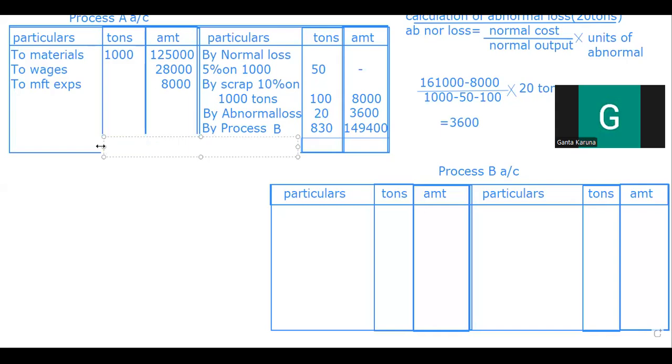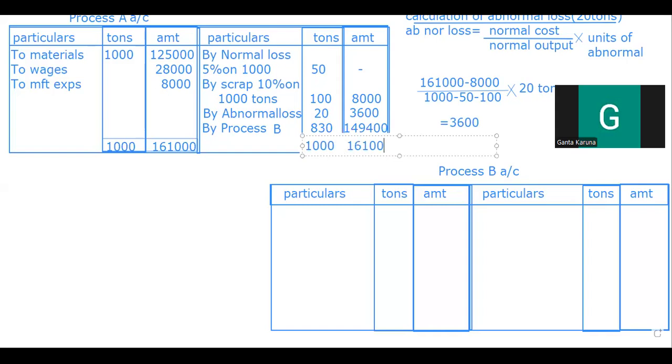So now 1,000 units here, and the total is 1,61,000. Here also it is 1,000 units. When I add it, it's going to be the same, 1,61,000. So that's how my first one, process A, I have completed it. Please have a look at the calculation, how we have done it.